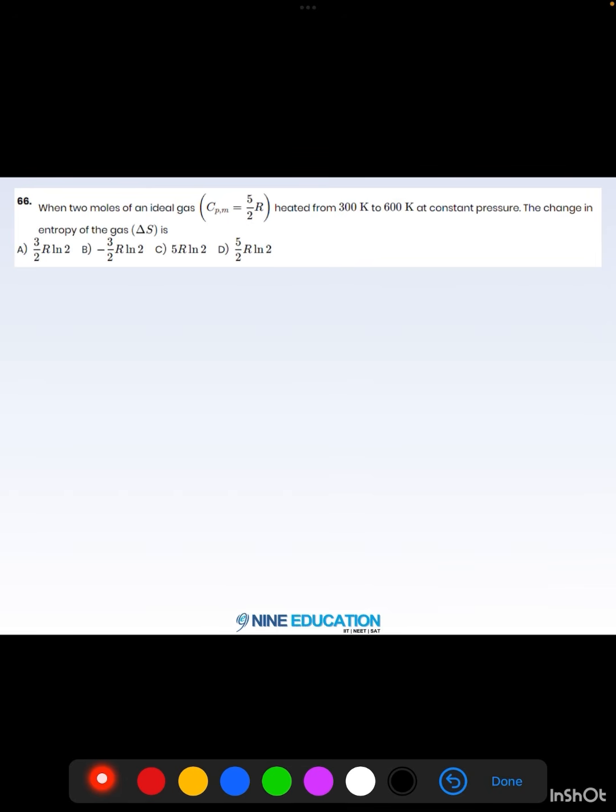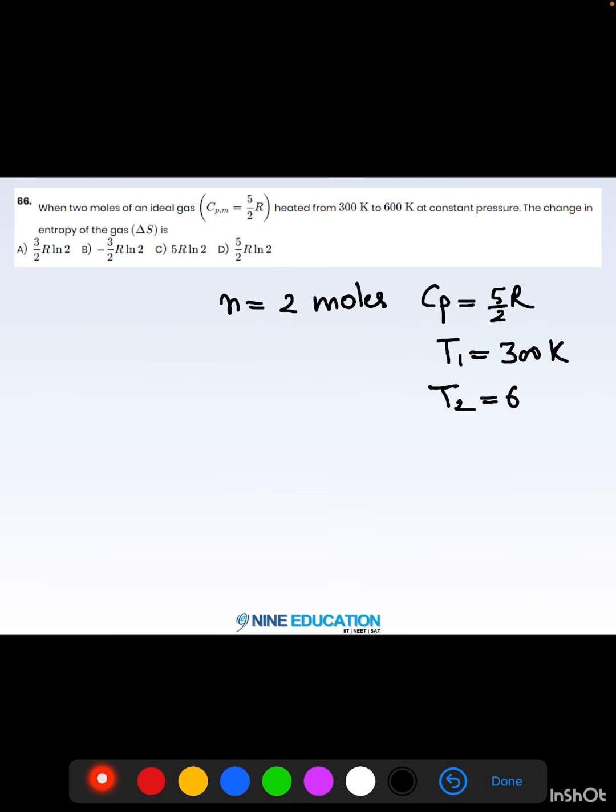Next we are having: when 2 moles of an ideal gas, where the value of Cp is given as 5 by 2 R, are heated from 300 Kelvin to 600 Kelvin at constant pressure, the change in entropy of the gas is... okay, fine. We are having an ideal gas, the moles are given, 2 moles. Next, the value of Cp is given 5 by 2 R. Also it is heated from 300 Kelvin. So T1 is given 300 Kelvin and T2 is given 600 Kelvin.